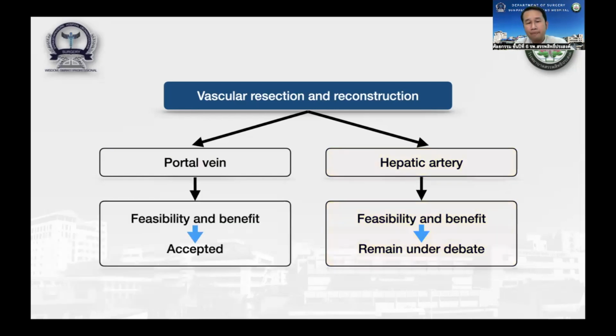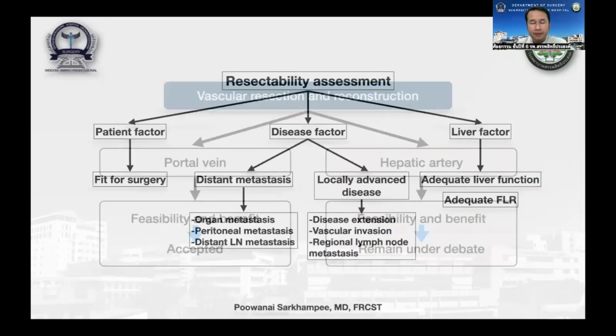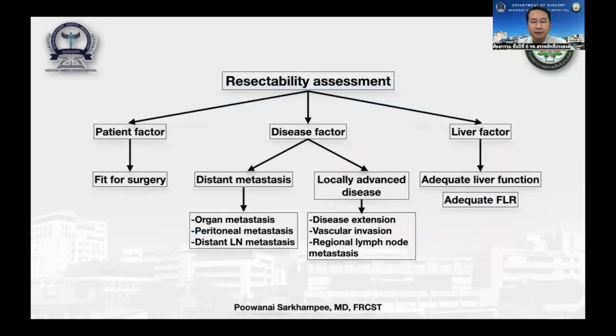So the next step is regional lymph node metastasis. As I said previously, I think there's a role for neoadjuvant treatment in patients with regional lymph node metastasis, because R1 resection and R0 resection have the same survival outcome.